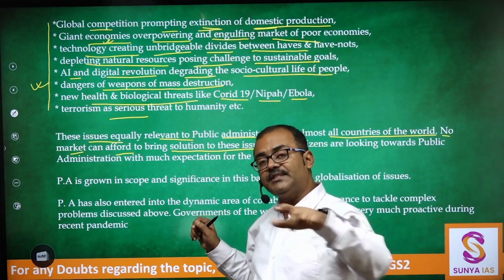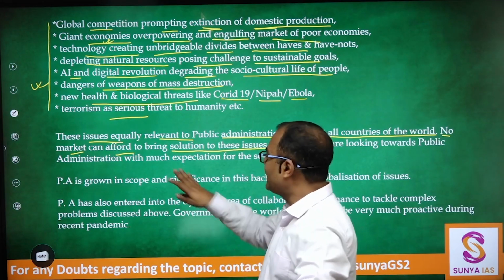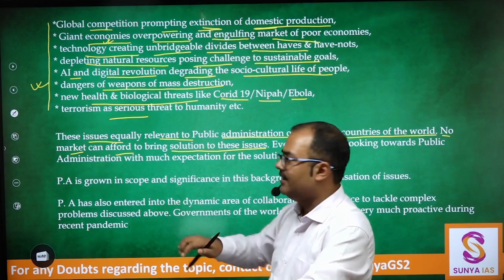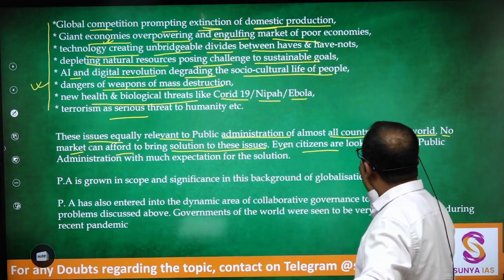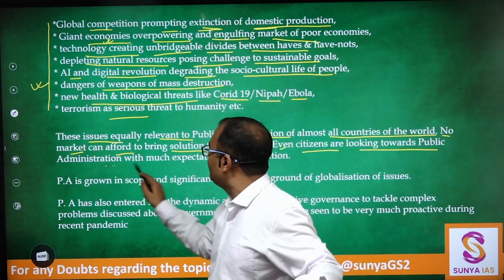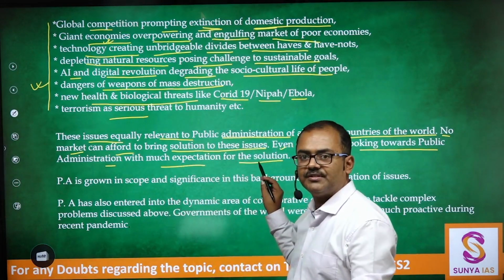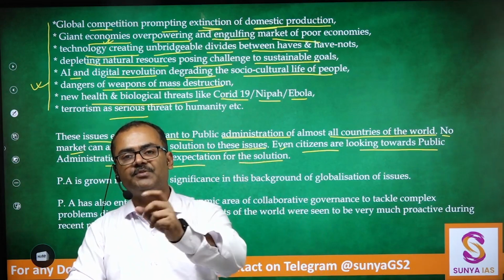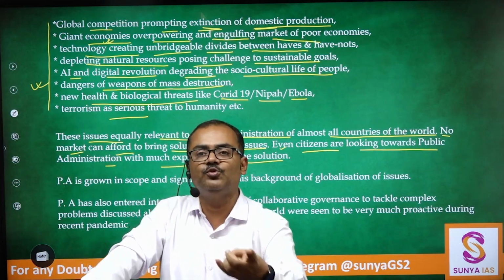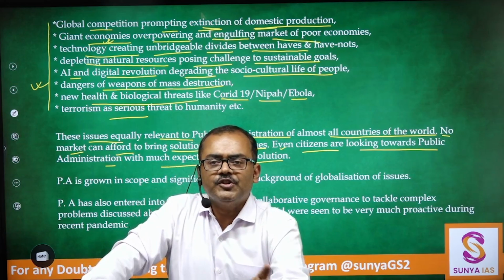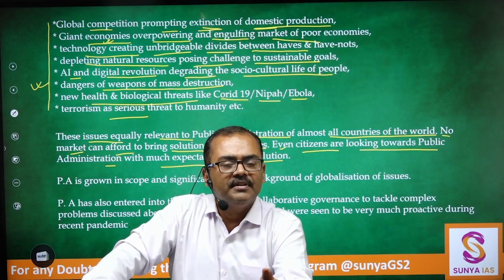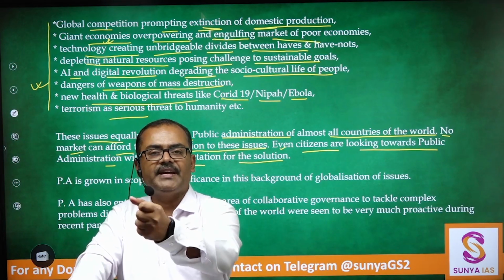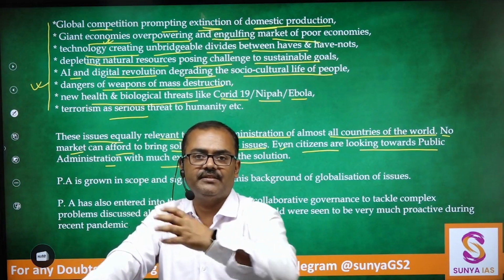Why is public administration's role expanding? So the market cannot afford to bring a solution. Even citizens are looking towards public administration with much expectation for these solutions. Even citizens look towards public administration, that public administration will do that, because the market is not accountable towards them. People elect the government, they form public administration, so they have expectation from them.